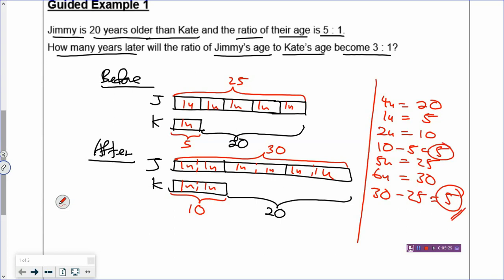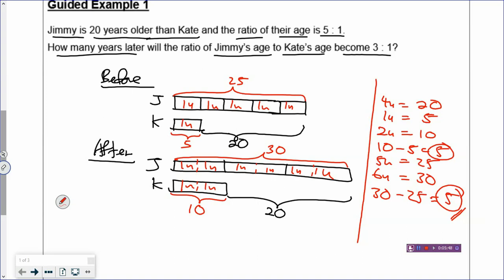Okay? So what's the lesson here? The lesson here is the age difference is unchanged. So whenever there's an age-related problem, then the age difference is unchanged. So what do you do with the model? You look at the difference, and then you try to make the difference to be equal, right? To be equal by cutting the boxes into smaller parts.